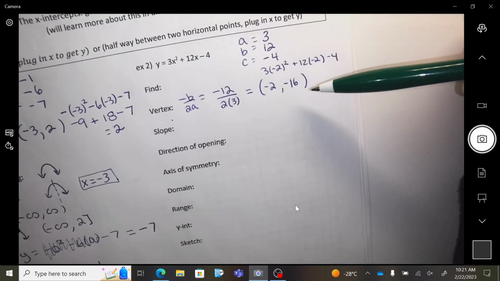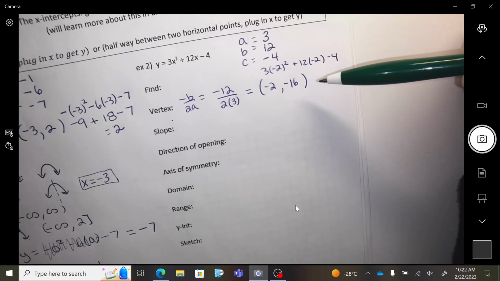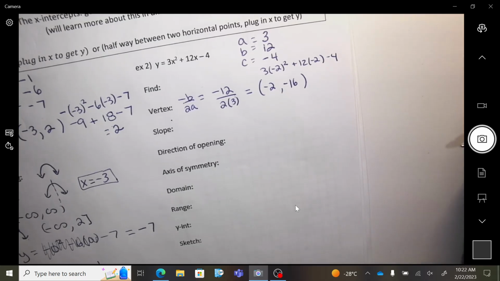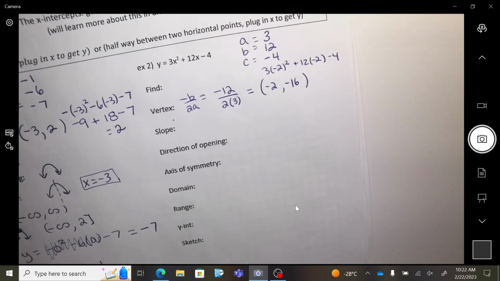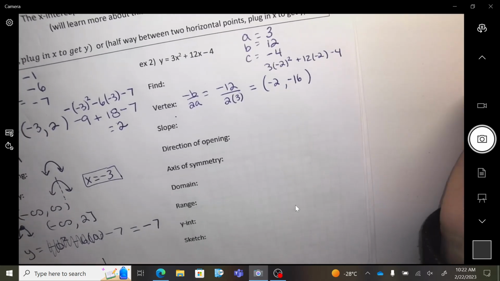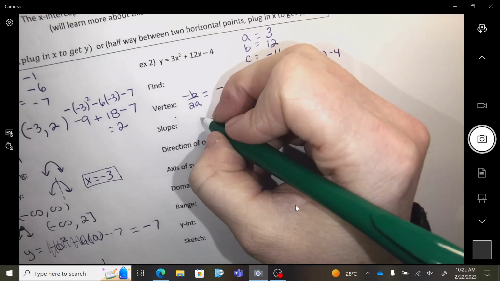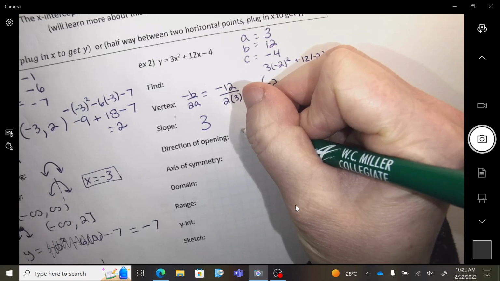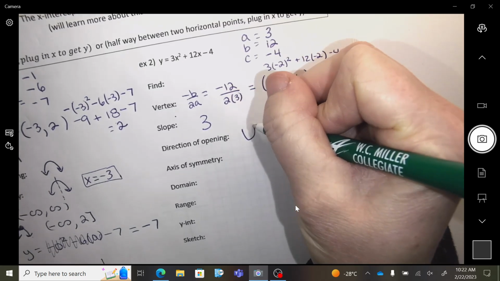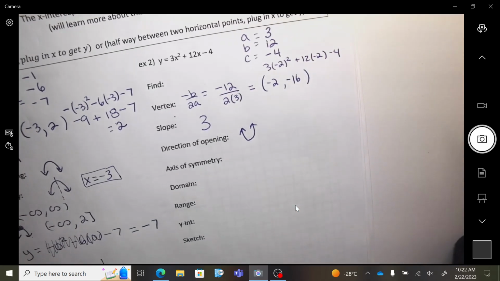Okay, and I was getting negative 16. If anybody else got that, that's good, that number. Somebody else typed it in and it came out the same. Okay, the slope is the A number, so that is 3, which tells me the direction that this would open is upward, because 3 is positive.